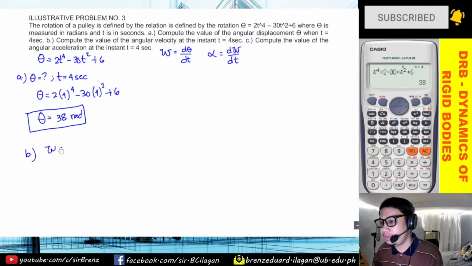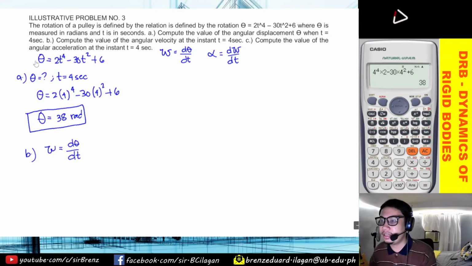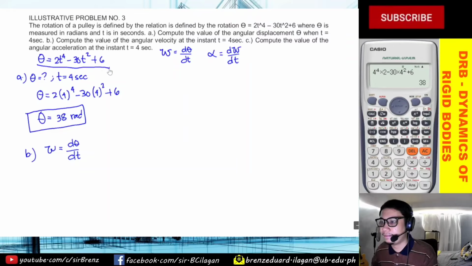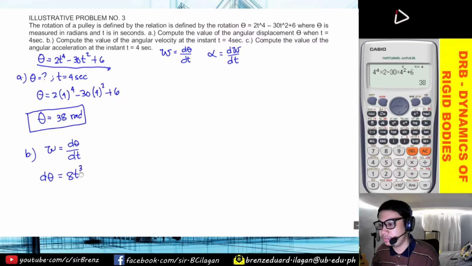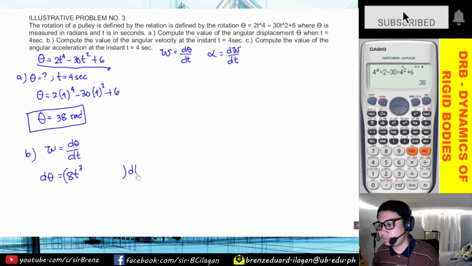So, ang angular velocity mo, again, is given by the relation na d theta over dt. So, anong gagawin natin dito sa equation na to? So, tama, we need to derivative this equation. By taking the derivative of this, magiging d theta and then equals 8t cubed. So, factor out ko lang yung dt. Ilabas ko na lang dito.